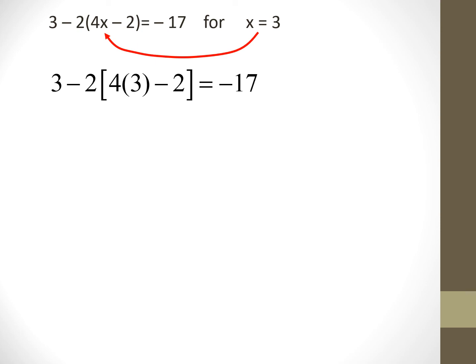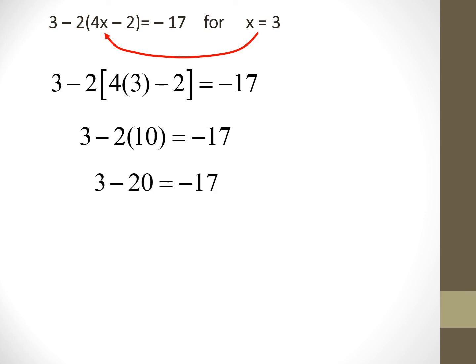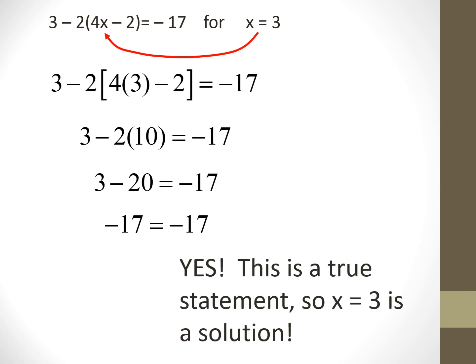I'm going to start with my PEMDAS rules. I'm going to start in my parentheses, or in this case brackets. 4 times 3 is 12. 12 minus 2 is 10. So this will simplify to 3 minus 2 times 10 is negative 17. I have some multiplication, so I will complete that. And then when I continue and simplify my equation, I get negative 17 equals negative 17. This is a true statement. So yes, x equals 3 is a solution to the equation.